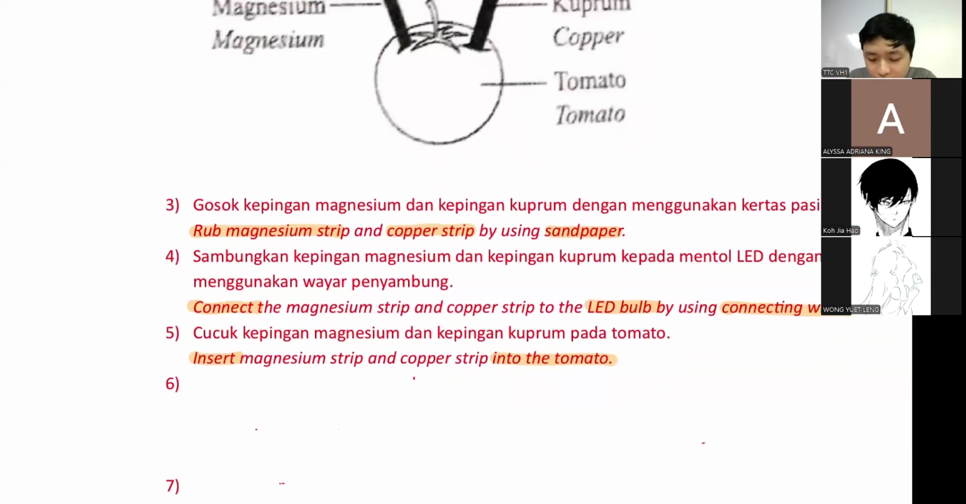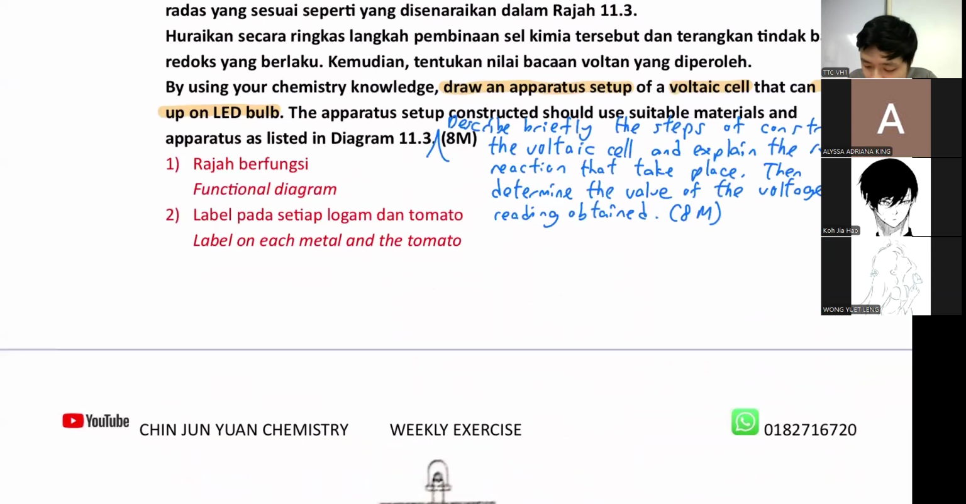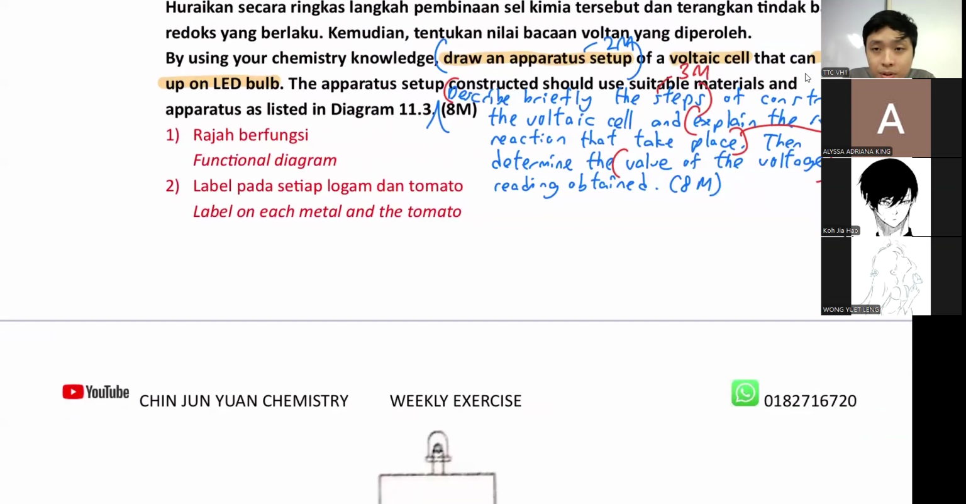Then you explain the reaction, because they also ask you to explain the redox reaction that takes place. That will give you 2 more marks, because one is oxidation, one is reduction. The procedure is 3 marks, drawing 2 marks, describe 3 marks. Then explaining the redox reaction taking place is 2 marks. Calculate the value of voltage, 1 mark. So you get 8 marks.